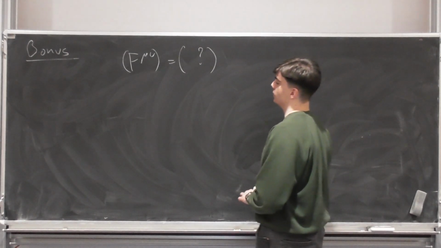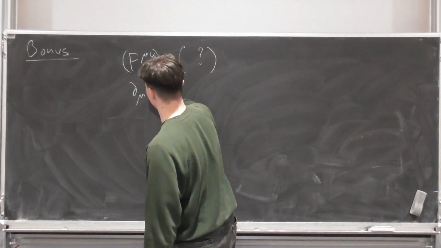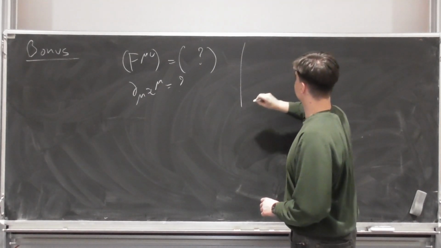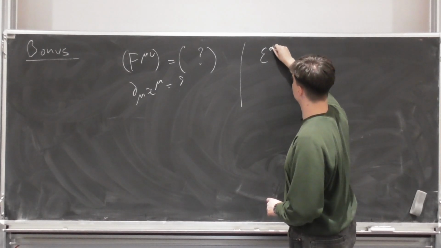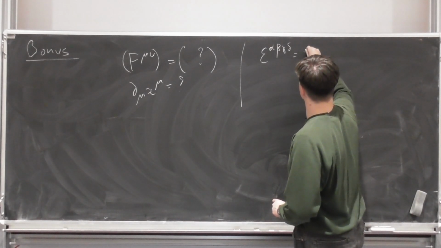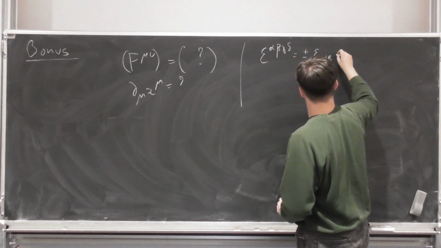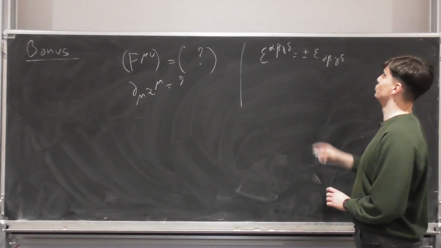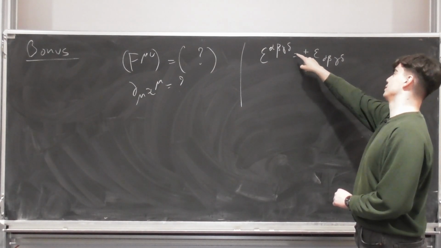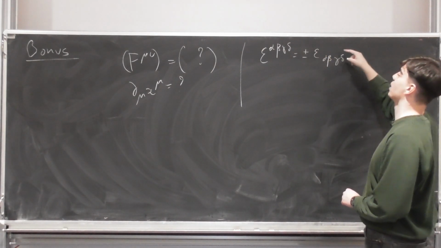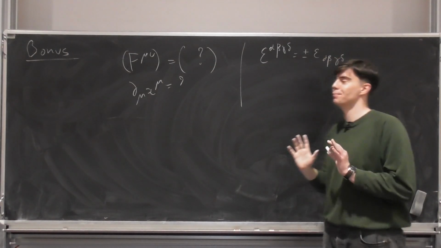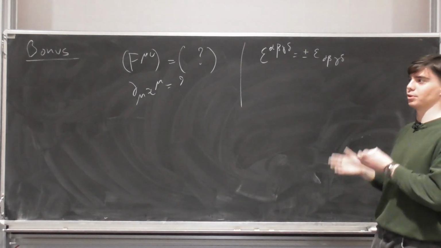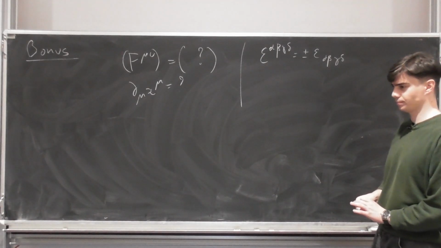The next bonus question is going to be, what is del mu x mu? Next we have, under what circumstances, so in what spaces do we have epsilon upper alpha beta gamma delta equal to plus or minus epsilon lower alpha beta gamma delta? I'll give you a hint. If you just look at the metric and what values it takes and the signature, which is just how many pluses you have and how many minuses you have, you should be able to figure this out.